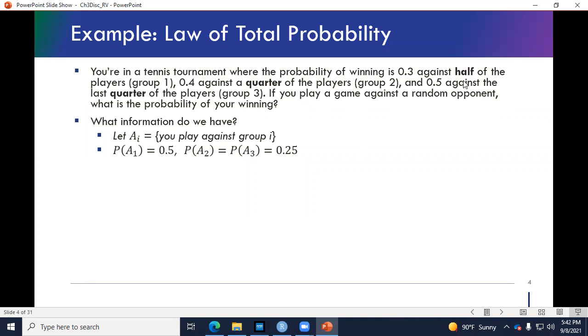Why? I highlighted that half of the players are in group 1. And for group 2 and group 3, each has a quarter of the players. So when you randomly choose from the people you are playing against, then the probability you meet group 1 would be 0.5, because group 1 has half.